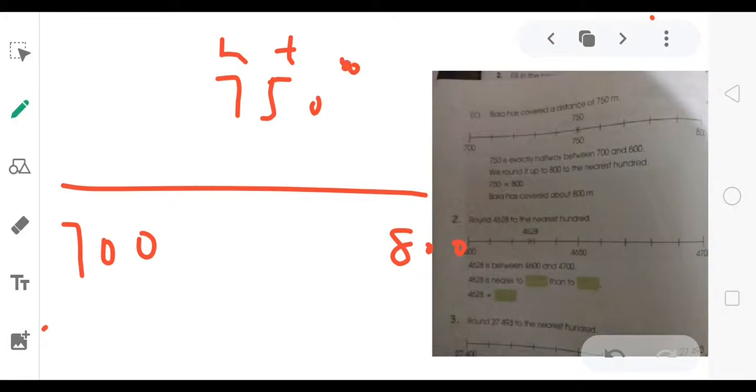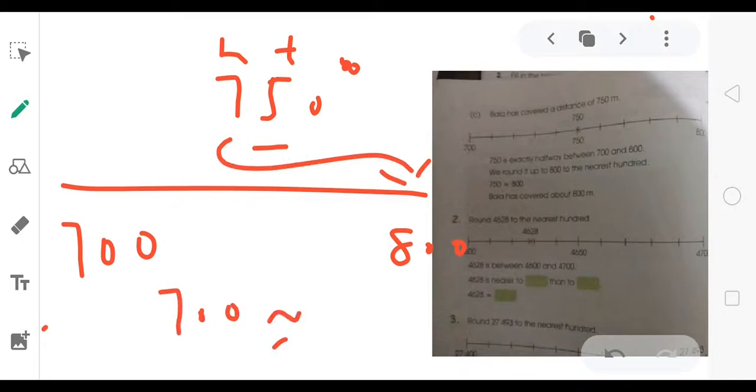Again, check the digit in the tens place. It is equal to 5. This is a strong number, so it has the power to change this 100 to the next place. It means 700, when you round it off, will become 800. Is it clear?